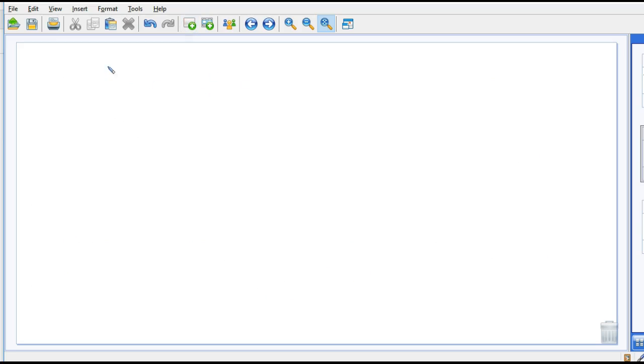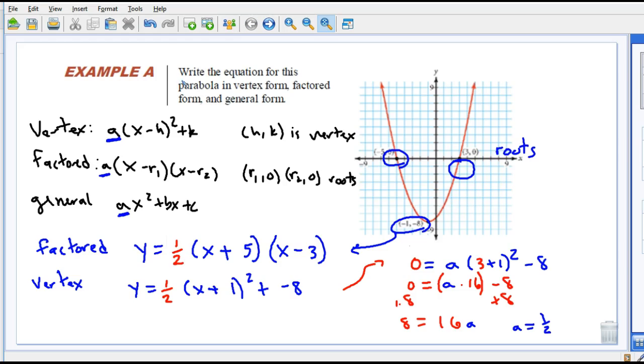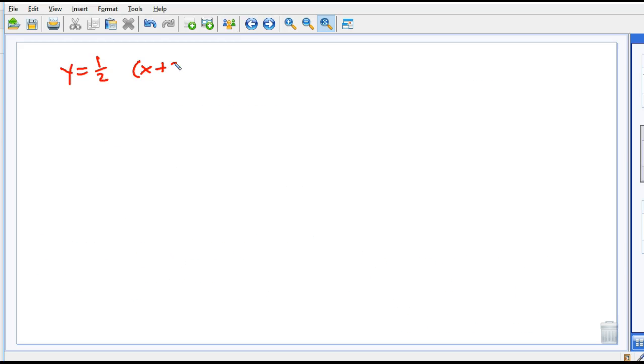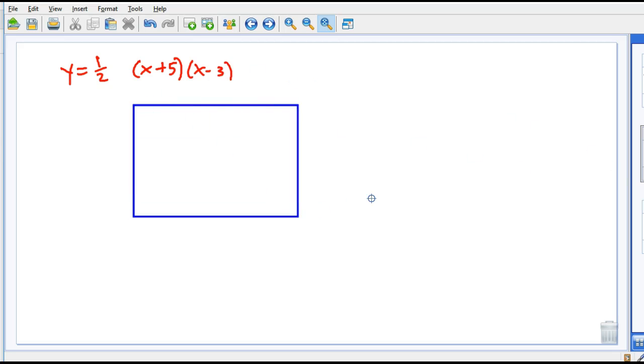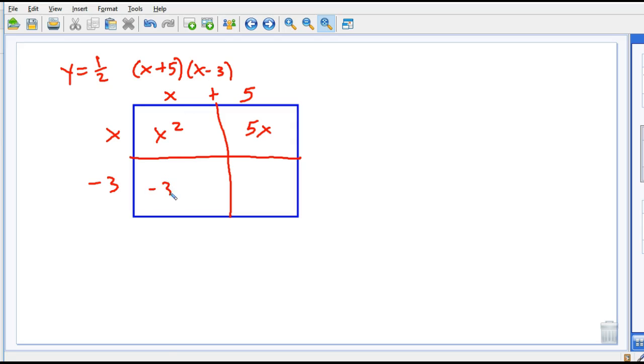I need some more space. So I've got y equals 1/2 (x plus 5)(x minus 3). Okay, so you can actually make the rectangular box diagram if you want. All right, and we have x plus 5 and x minus 3. Nice and straight, as you can tell. So what goes in this box? We have x squared. What goes here? 5x, negative 3x, and this is a negative times a positive, which is negative 15.